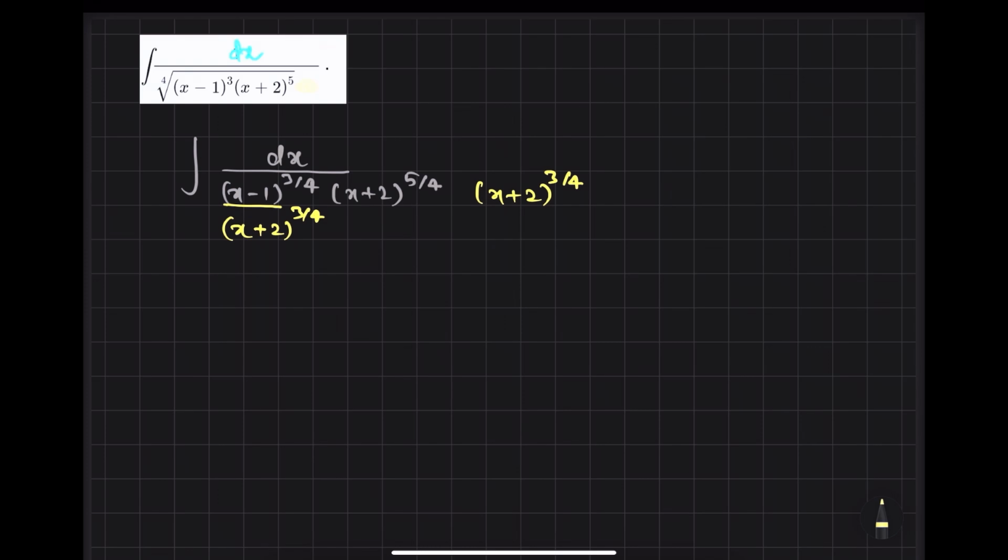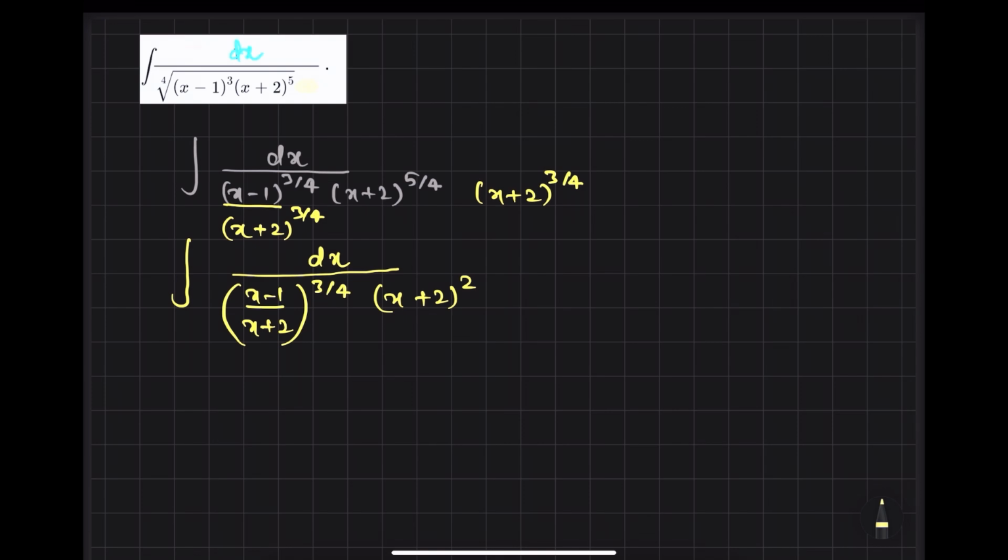Now let's update the situation. If you update, you will have dx by (x minus 1 by x plus 2). You can connect both of them. The power will be 3 by 4, and x plus 2 will have power as 2. Base same, powers add: 8 by 4 is 2.